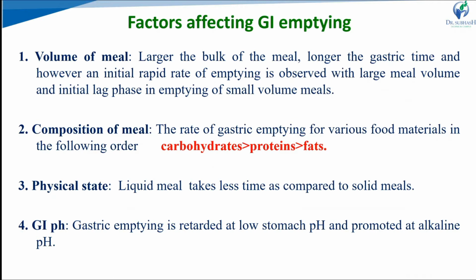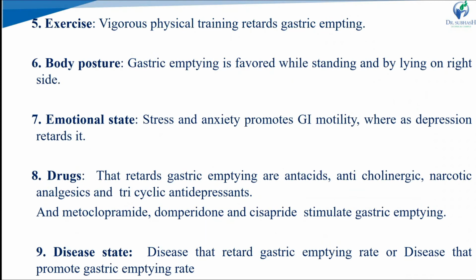GI pH: gastric emptying is retarded at low stomach pH and promoted at alkaline pH. Exercise has a minor effect, but vigorous physical training retards gastric emptying. Body posture: gastric emptying is favored while standing and by lying on the right side. Emotional state: stress and anxiety promote GI motility, whereas depression retards it, the opposite.